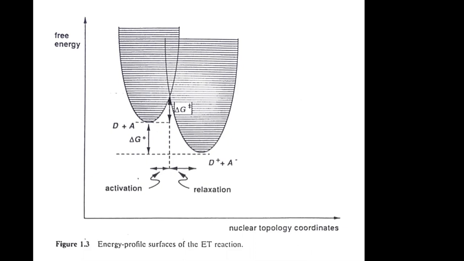But Marcus's theory is going to relate these two parabolas. And so in one of these reactions, if it's not a self-exchange reaction, there'll be some driving force. There'll be some delta G associated with the reaction. And understanding Marcus's theory is all about understanding where these parabolas intersect and what delta G of activation will be. So we're going to look at this in more detail.